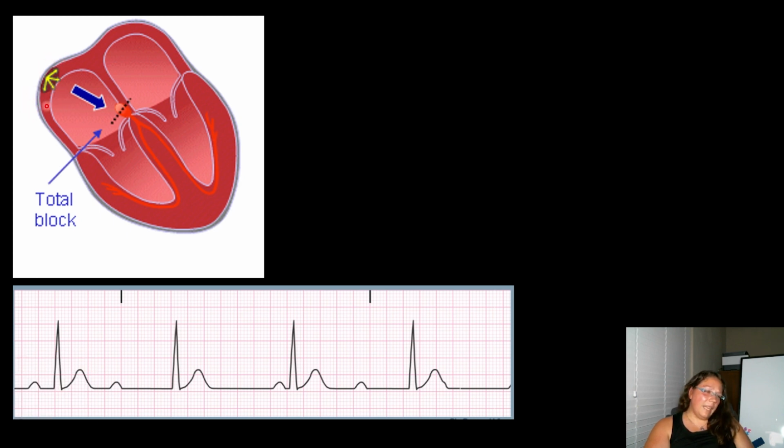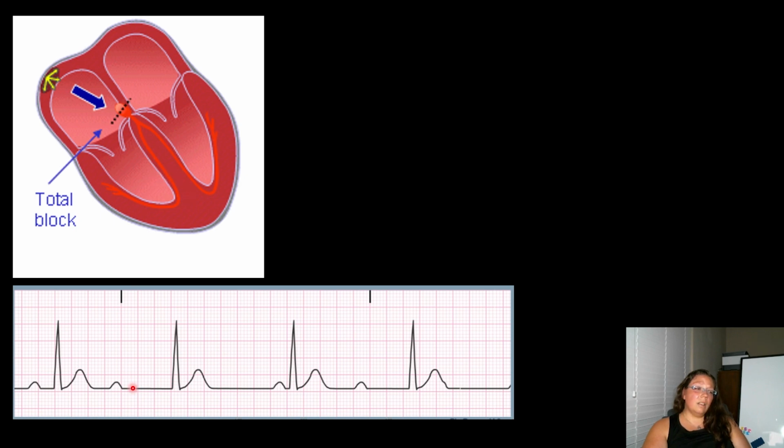So here's the SA node up here. It's sending signals to this AV node, but like I said, the station is shut down. So there's no communication between the top part of the electrical activity and the bottom. Remember, any part of the heart can generate electrical activity. The ventricles are producing their own electrical activity, and the SA node is producing its own electrical activity, and there's no communication between the two.